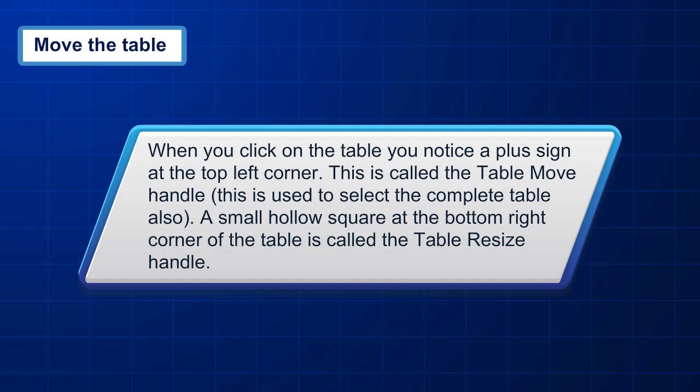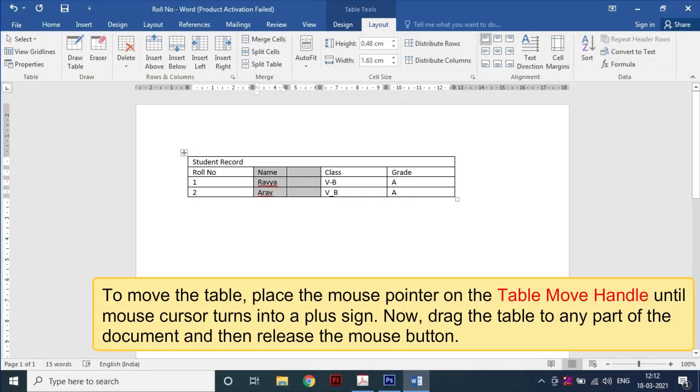A small hollow square at the bottom right corner of the table is called the Table Resize handle. To move the table, place the mouse pointer on the Table Move handle until the mouse cursor turns into a plus sign. Now, drag the table to any part of the document and then release the mouse button.